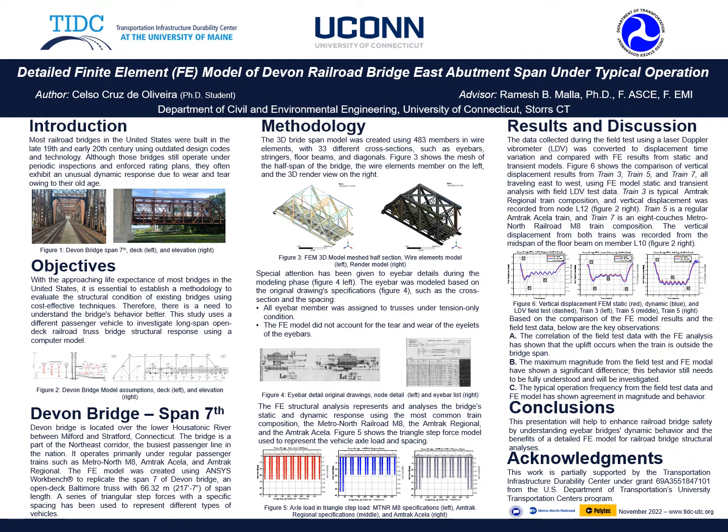Most of the railroad bridges in the United States were built in the late 19th and early 20th century using outdated design codes and technology. For example, all those bridges that were built 100 years ago, the equipment was completely different. They used to be steam engines. Now we are dealing with electrical engines. The speed used to be different. Now we are dealing with a little bit higher speeds in comparison with the past.